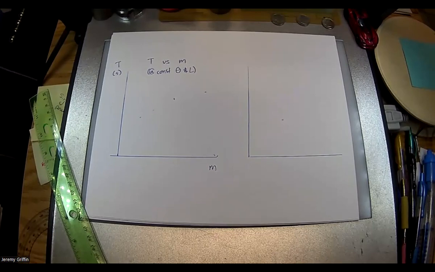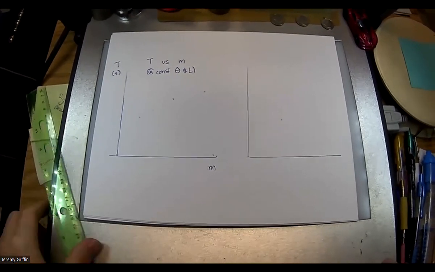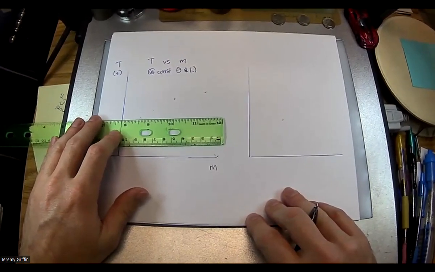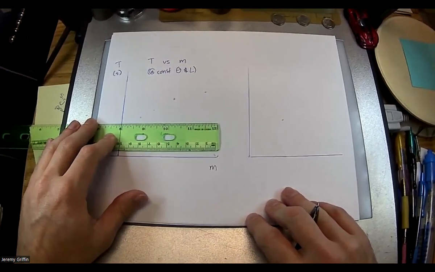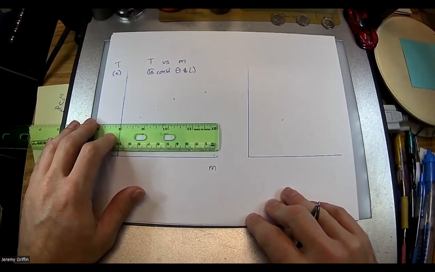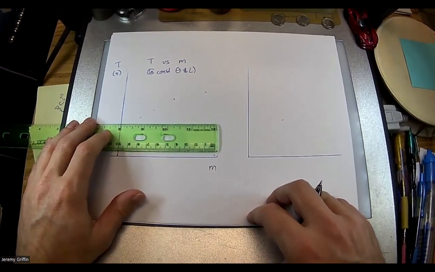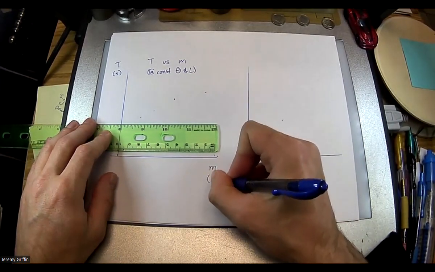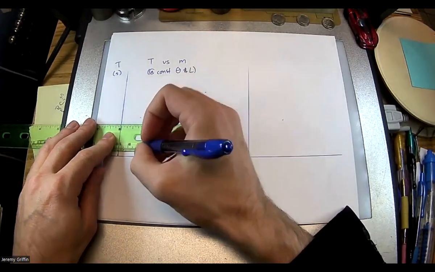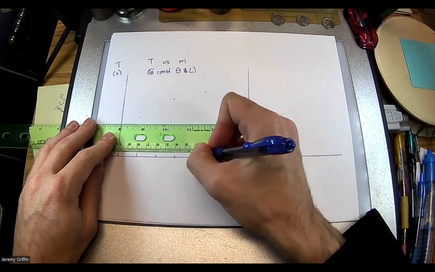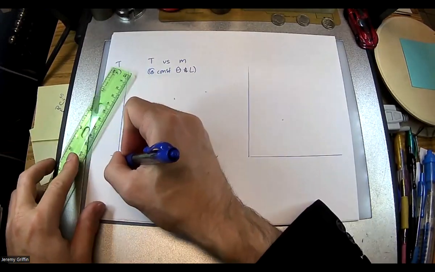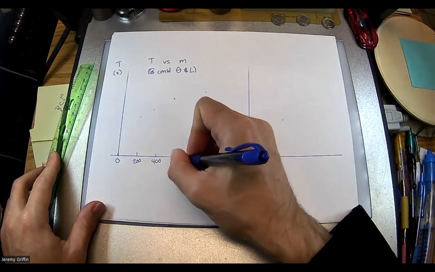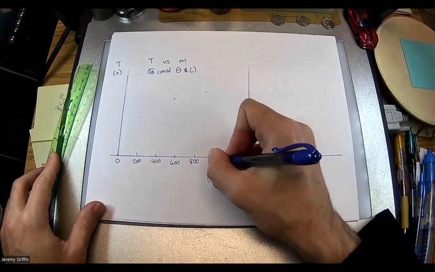All right, Tucker, what was your largest mass? This is for time versus mass. What was the largest mass you used? The largest mass we used, 1,000 grams. 1,000 grams. All right, so let's go mass in grams. Scale this up to 1,000. So start at 0, 200, 400, 600, 800, 1,000.